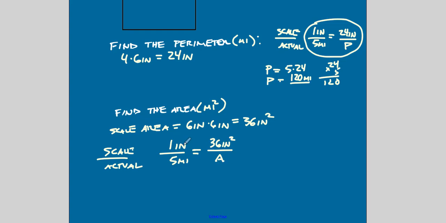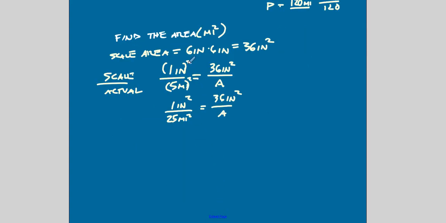So we have a problem here right now. This is inches, miles, and this is square inches. So what I have to do is make this into square units. So I'm going to have to square this and this to make this work. So 1 inch squared is 1 square inch. 5 miles times 5 miles is 25 square miles. And that's going to equal 36 square inches over A. Well, now the units will match, so now I can just cross multiply, but I had to do this first.